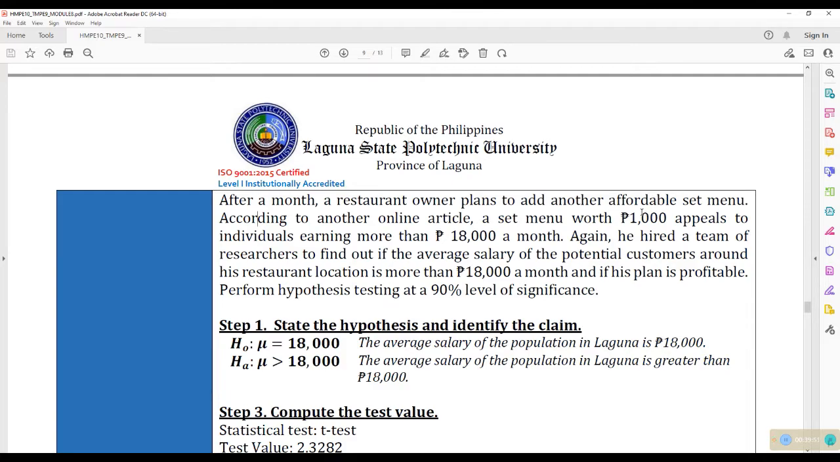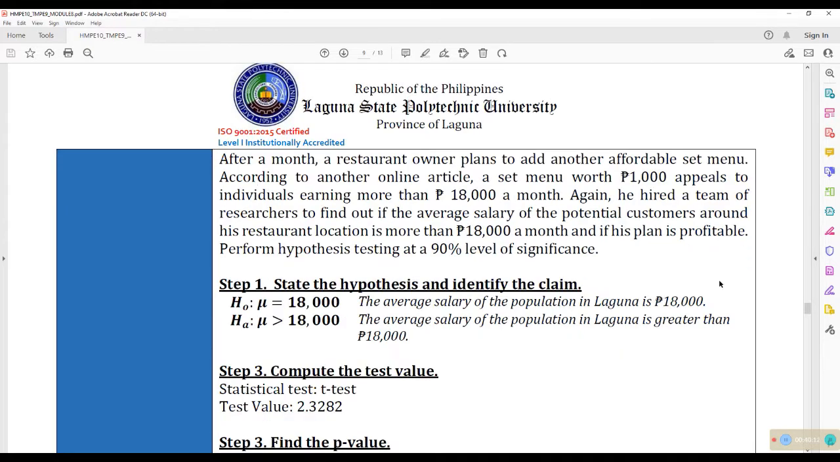According to another online article, a set menu worth 1,000 pesos appeals to individuals earning more than 18,000 a month. Again, he hired a team of researchers to find out if the average salary of the potential customers around his restaurant location is more than 18,000 a month and if his plan is profitable. Perform hypothesis testing at 90% level of significance.